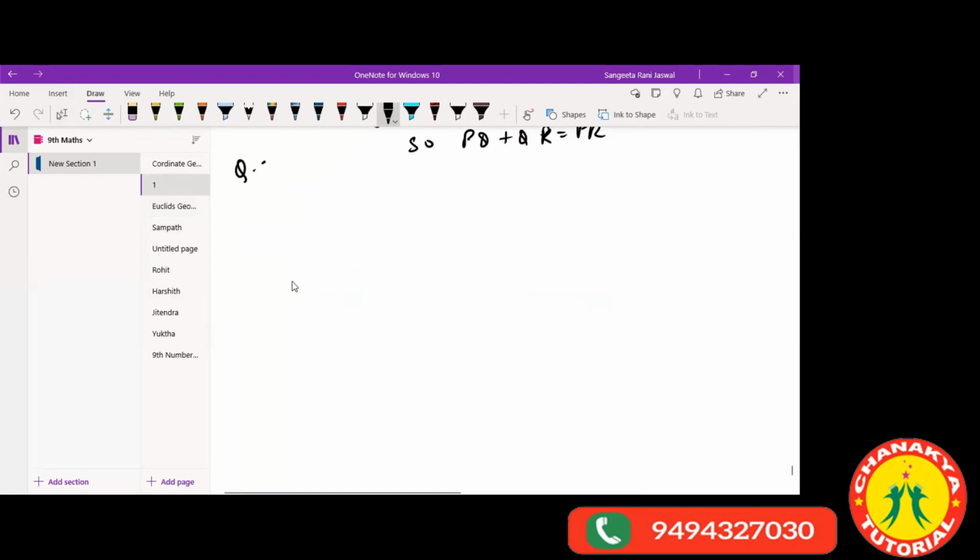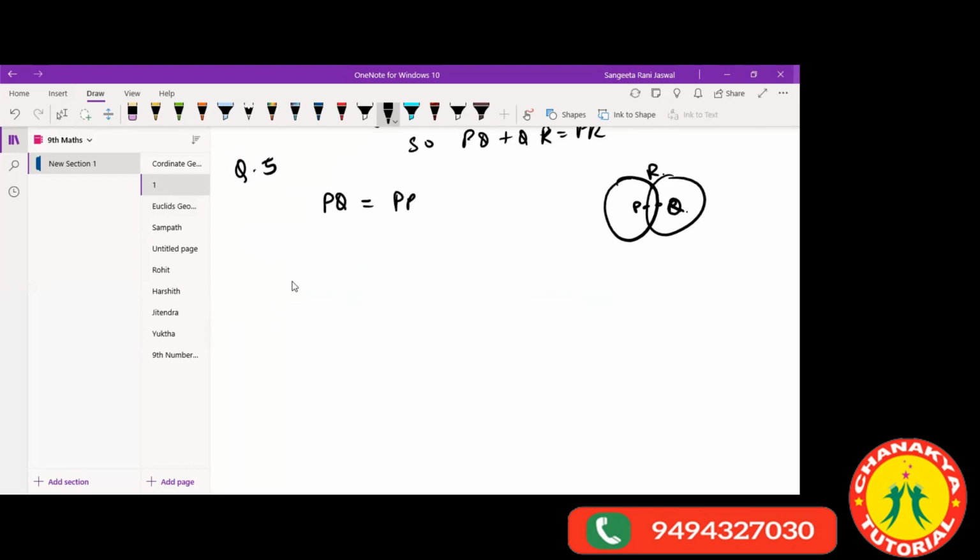Question number 5. Now it is said that we had the figure like this, right? So this is P to Q. Maybe the figure has not come out correctly. Okay, so this is P, Q, and R. So we say that PQ is equal to PR.